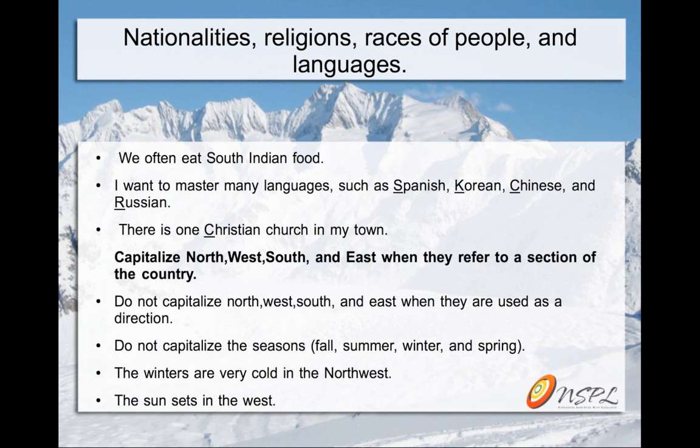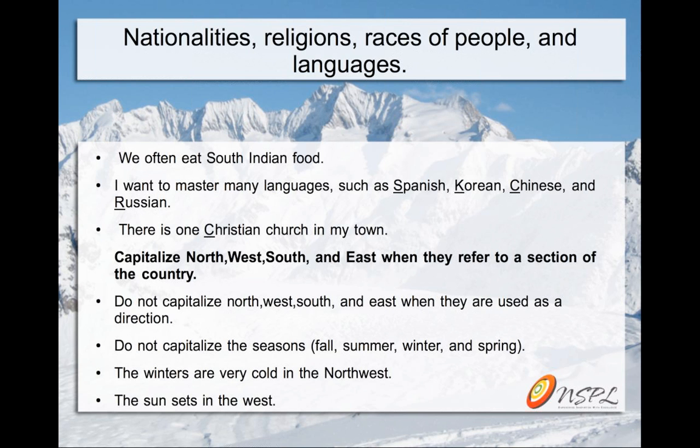We often eat South Indian food. There is a very nice thing to understand here, which is all the directions: north, south, east, west are always in lowercase, not capitals. But when you add them with a country or city, like South Bombay or South East Bombay, then they come in capital. Otherwise, they should always be small.